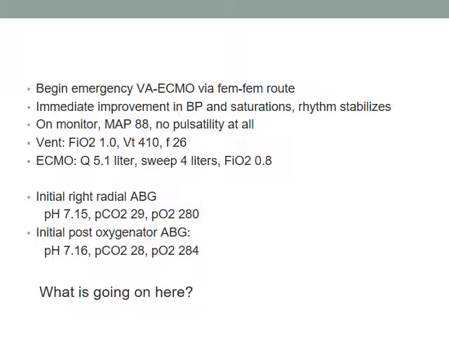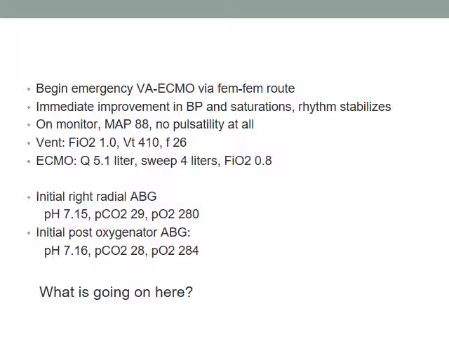What route? We'll go to the OR, do a cut down on his axillary artery. Or go fem-fem, it's fast. So we begin emergency VA ECMO via fem-fem route. And with that, he has an immediate improvement in blood pressure and saturation. His rhythm stabilizes. And on his monitor, his MAP is 88. He's got zero pulsatility, flat line. He's on 100% oxygen, tidal volume 410, rate of 26. ECMO flow is 5.1, sweep is 4 liters. We turn it down to 80%.